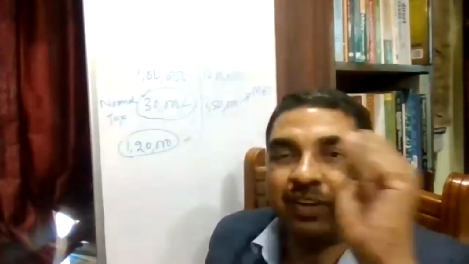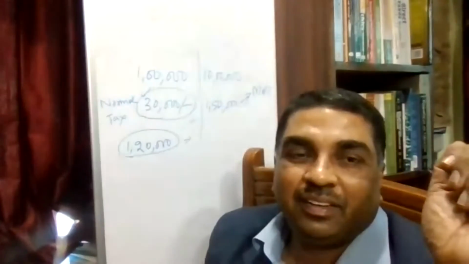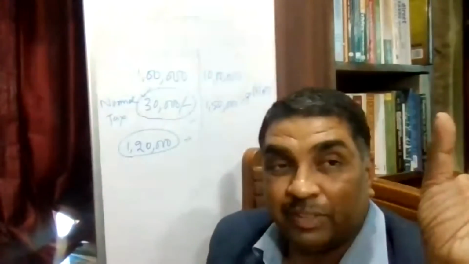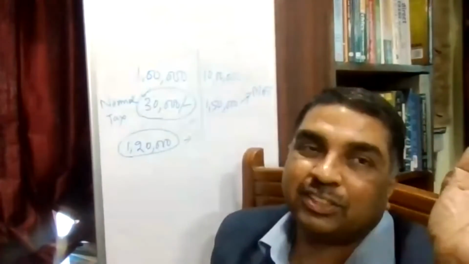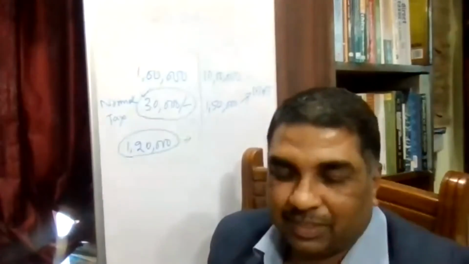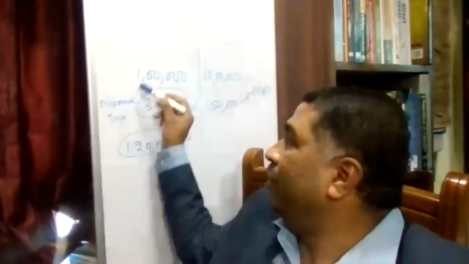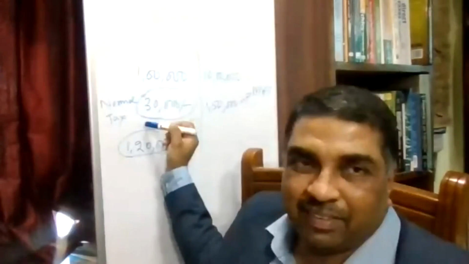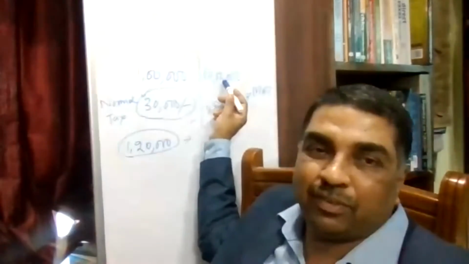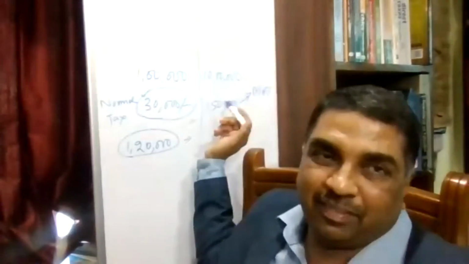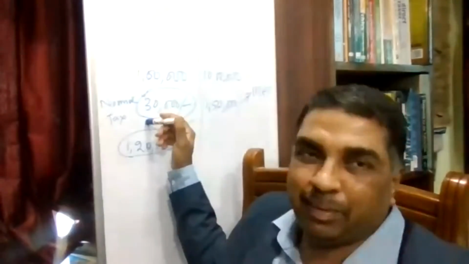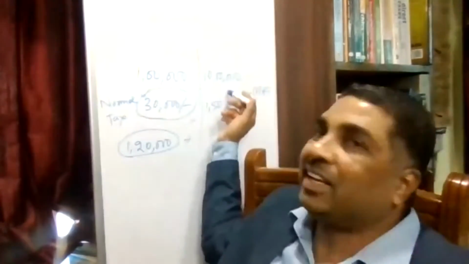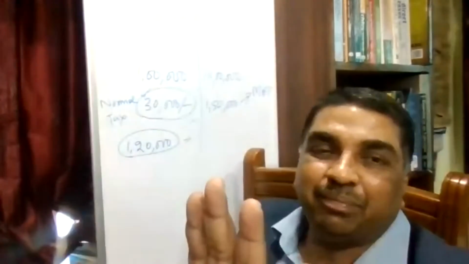I told you one more thing. If you are talking about a company, then the provisions of MAT will be applicable to them. What is that provision? We will be computing normal tax on the income tax profit, and we will also be computing tax payable on the book profit. Normal tax is at the rate applicable to the company, which may be 30% or 25%, and tax on the book profit will be at the rate of 15%.